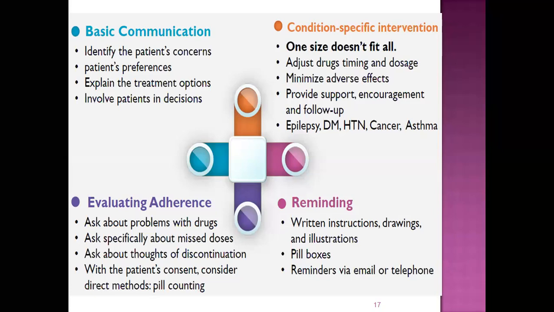For completing the medication adherence, what parameters are evaluated by the pharmacist? Whatever the problem related to the drugs is asked by the pharmacist to the concerned patients, specifically about any dose missed during the treatment. Like in TB treatment, if any dose is skipped, then you have to continue with the day one treatment. So that type of missed or skipped doses is identified in evaluating adherence.